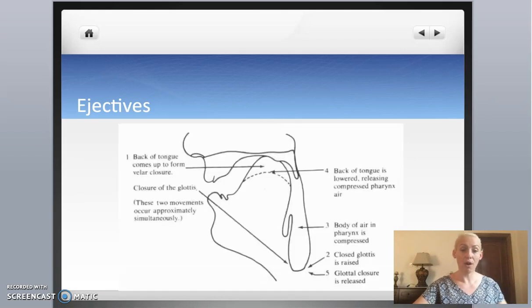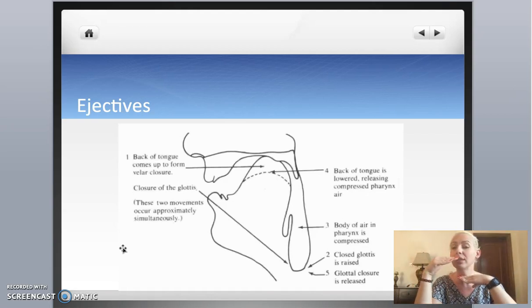So here is a diagram of what it looks like. You see here, the tongue is touching the velum, and here, the glottis is closed. So the air is trapped in this area between the glottis and the constriction between the tongue and the velum. Now, what happens if you move the glottis up is that it squeezes the air in here and it becomes a higher pressure area. And then finally, you open this constriction, so you lower the tongue, and all of this squeezed air will come out instantly because there is lower pressure outside.